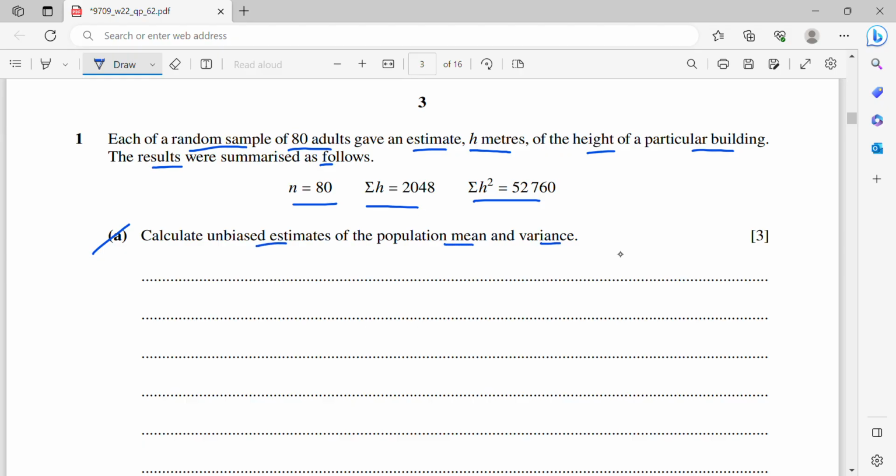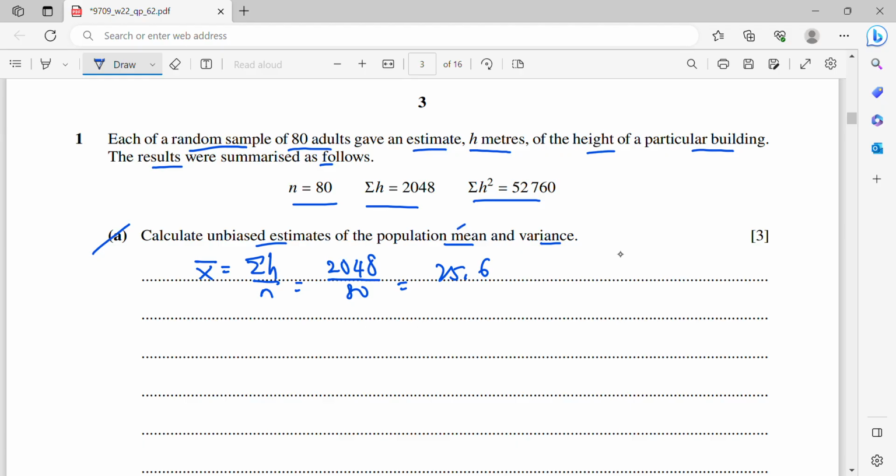So for your information, the unbiased estimate of the population mean is x bar. So x bar is summation h over n. Alright, so replace the values of these two parameters, then I will get 2048 divided by 80, and then you'll be getting 25.6. Alright, so done for the population mean.